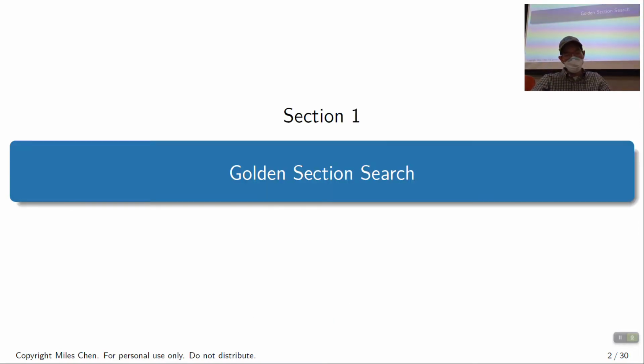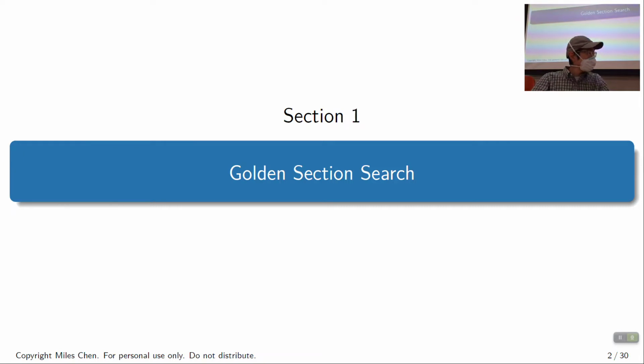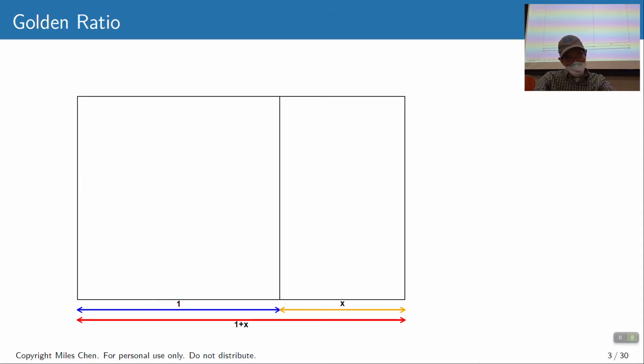Today we're going to look at numeric optimization, and we're going to look at this method called golden section search. Golden section search is a numeric method. It doesn't involve derivatives. It's kind of like the bisection method. Bisection method we used for root finding to find where the function is equal to 0. And golden section search is going to be used to find a local minimum.